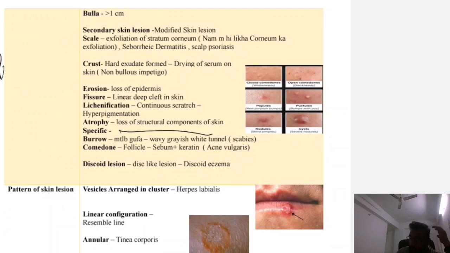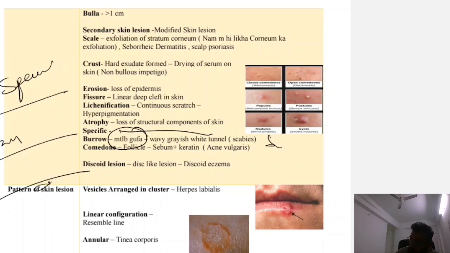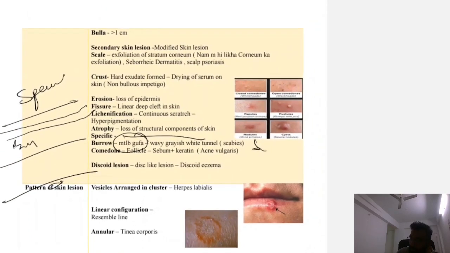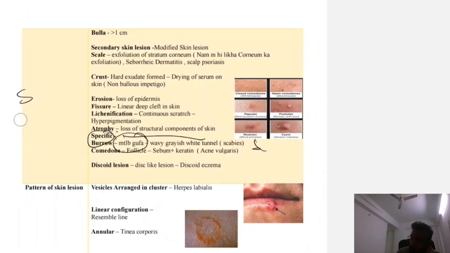Now we have learned about the primary skin lesions and secondary skin lesions. So let's talk about the specific skin lesions. Specific is burrow. Burrow is like a cave. It is seen in scabies. So this is epidermis, this is dermis, and it forms this type of lesion in the epidermis. This is burrow. Now we have comedone, seen in acne. What is comedone? Comedone is a follicle which has sebum with keratin. So it is present in acne vulgaris. These are the specific lesions.